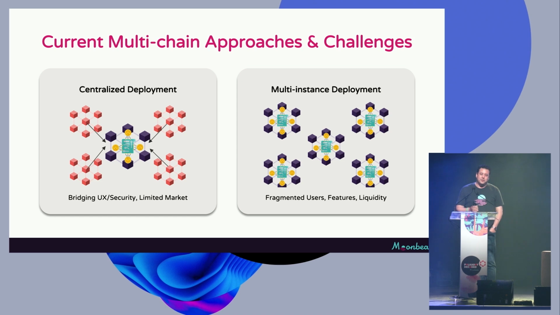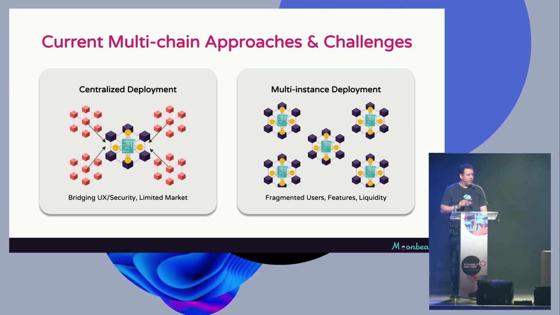Now, the challenge with this multi-instance approach is that I summarize it as fragmentation. You have these independent deployments on each of these 16 or 17 chains, but those deployments don't know about each other. So you have independent smart contracts that are operating. You have separate markets on each of those chains. You have potentially different users on those chains. And very often the features are not the same on the chains, right?